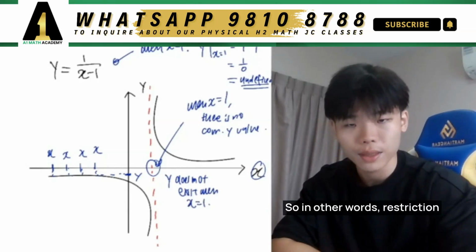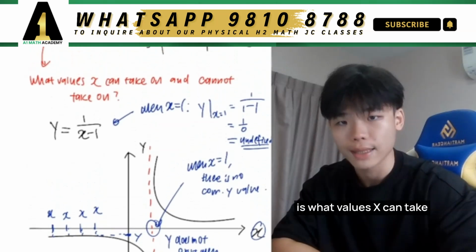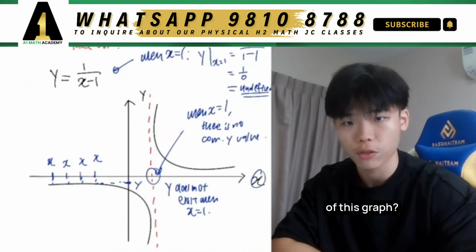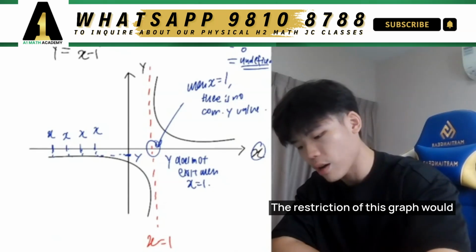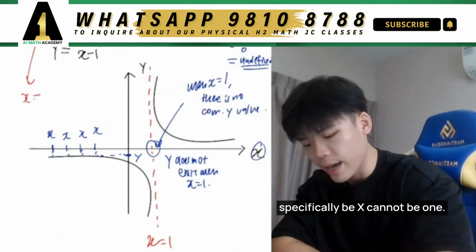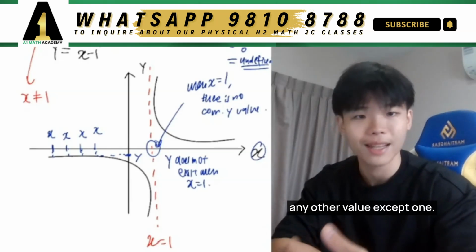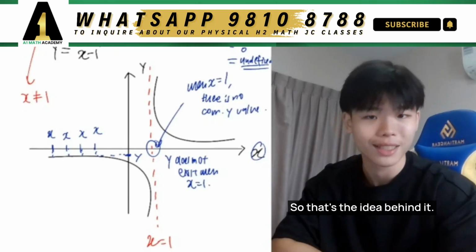So in other words, restriction is what values x can take on and x cannot take on. In this case, what is the restriction of this graph? The restriction of this graph will specifically be x cannot be 1, because x can be any other value except 1. That's the idea behind it.